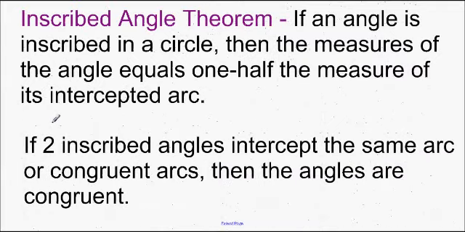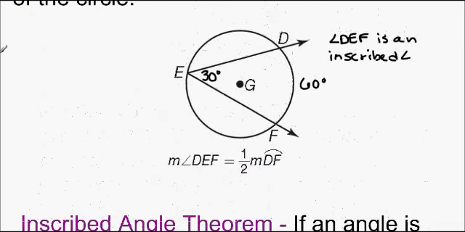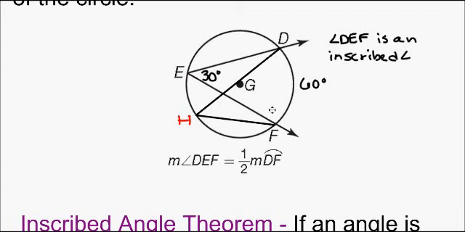Okay, and you can see if two inscribed angles intercept the same arc or congruent arcs, then the angles are congruent. So that means if I had another angle over here, maybe this is DHF, you can see that DEF and DHF both intercept arc DF. That means that these are both 30 degrees then.